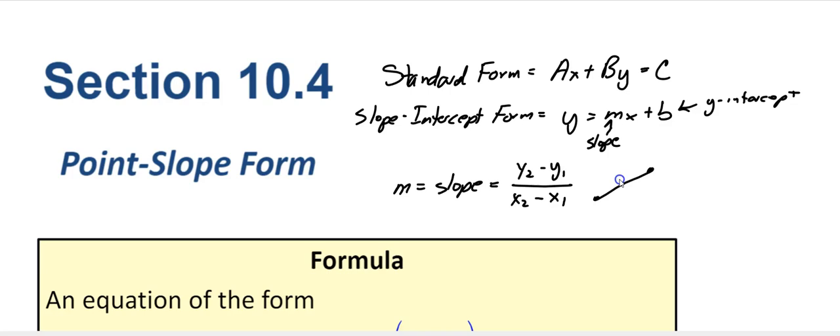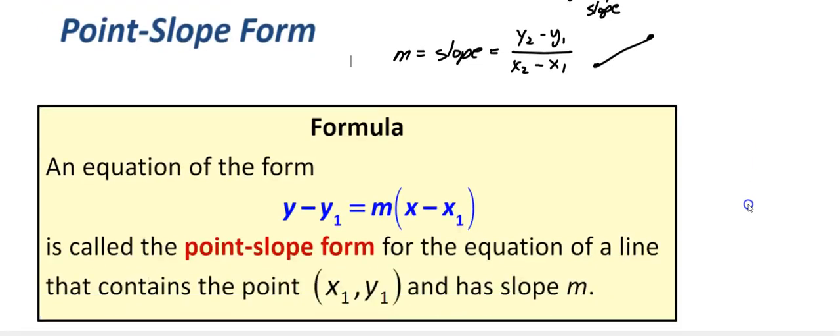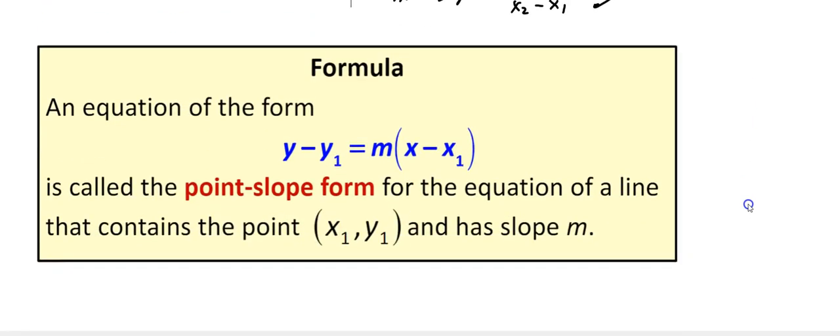So now we are on to point slope form, which looks like this. It is y minus y1 equals m times x minus x1. Let's not forget, we notice something in here: m is still our slope, and now it's just giving us a point.